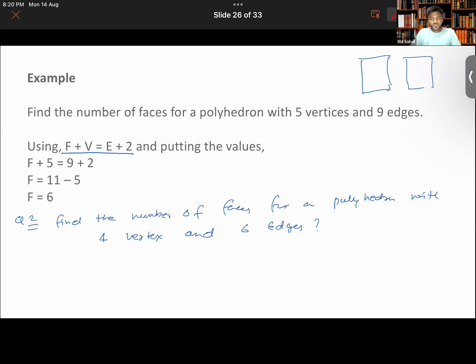All right. Is it getting clear now? Do I have to use the formula F plus V equals to E plus 2? Yes, exactly. You have to take this formula. It can be written otherwise as well, or you can use this one as well.